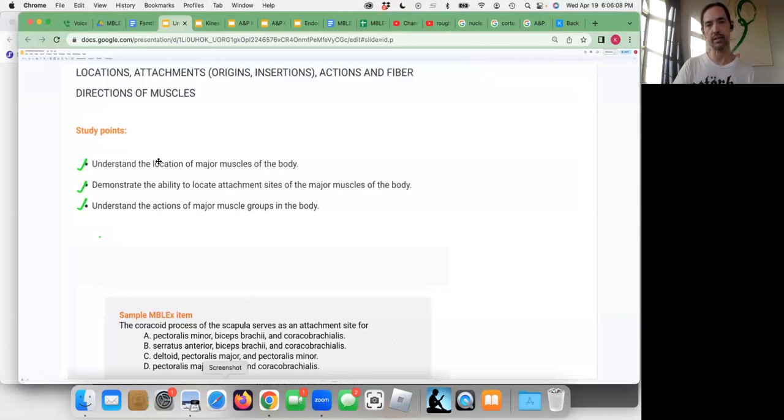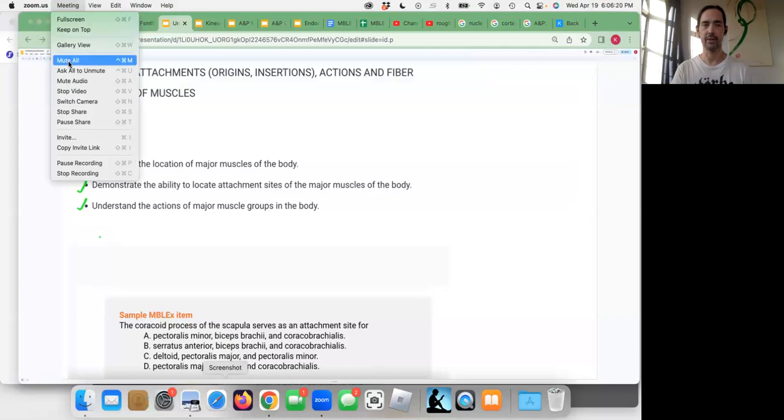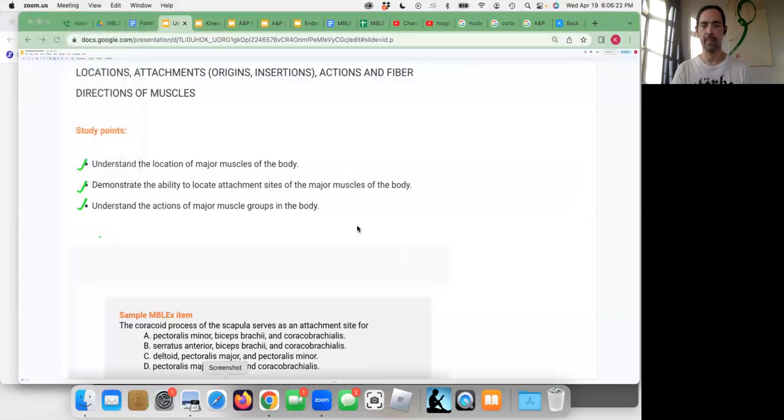So first is to understand the location of the major muscles of the body. Now, what is a major muscle of the body? I don't even know how to define that. I just know that there's some muscles that I see frequently on test preparation sites, and there are some muscles that I never see, ever.